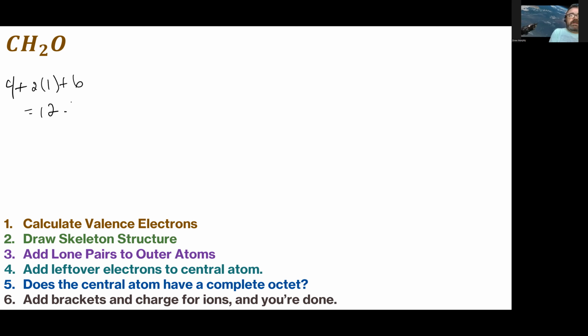The atom in the center, again, least electronegative, usually written first, is carbon. We have 3 things stuck to it, 2 hydrogens and an oxygen. So draw it however you feel like. I like symmetry. I also kind of know what the answer is going into it, so I'm going to draw it this way. We use 6 electrons, so that means we have 6 electrons left.